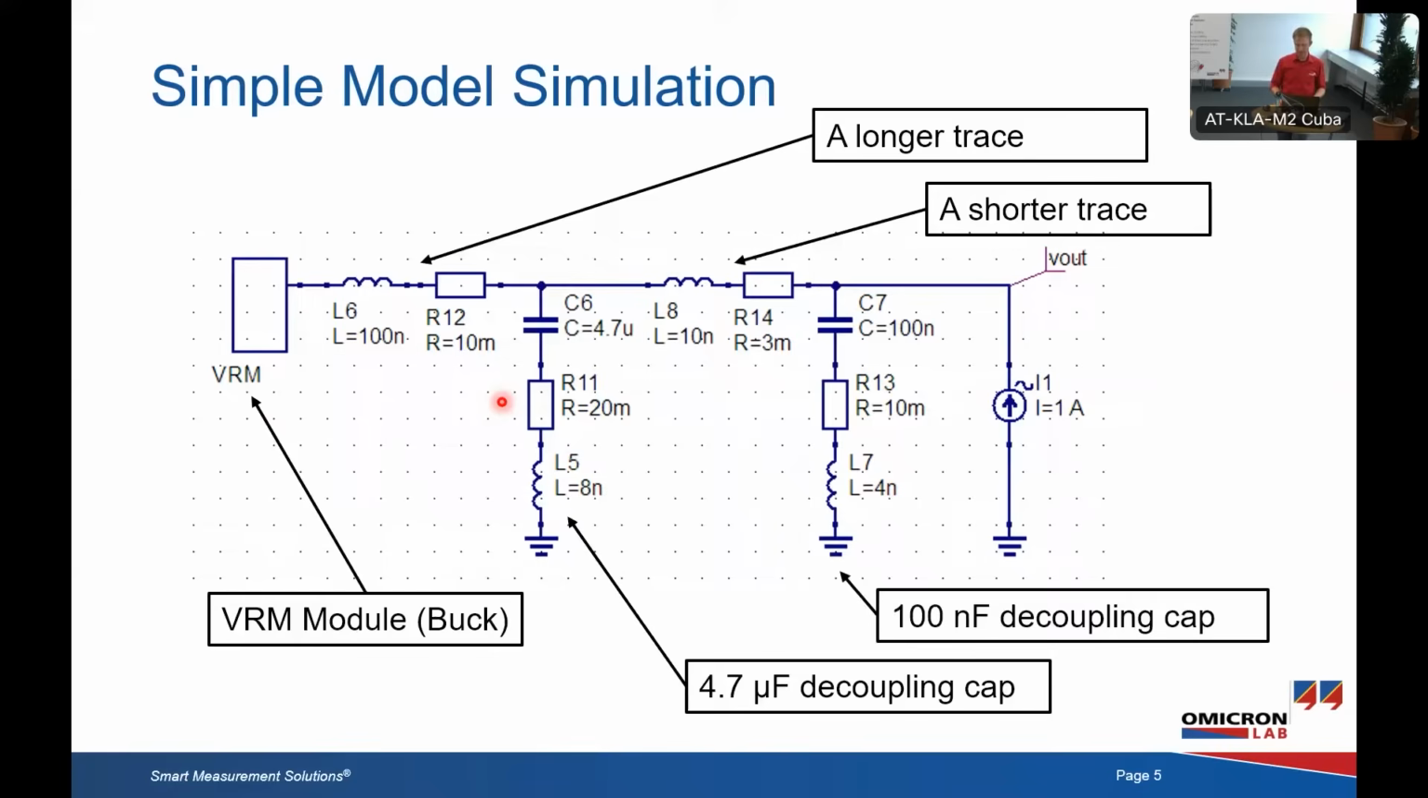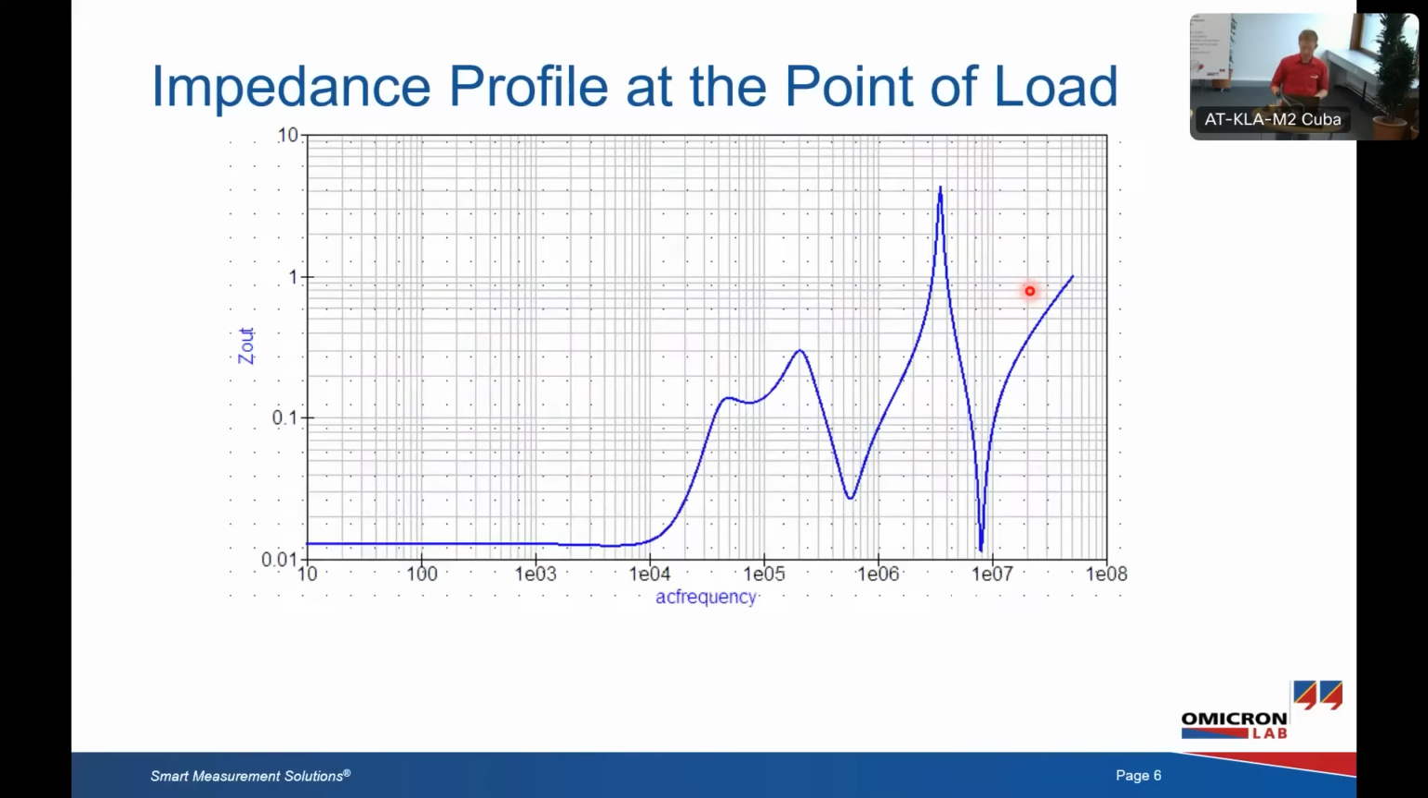There's 4 nanohenries inductance and 10 milliohms ESR. And then we have the load, and in that case, I use the load as the stimulus to measure the impedance at the V out point, so at the point of load here. And that's what the load sees. So that's the impedance profile at the point of load.